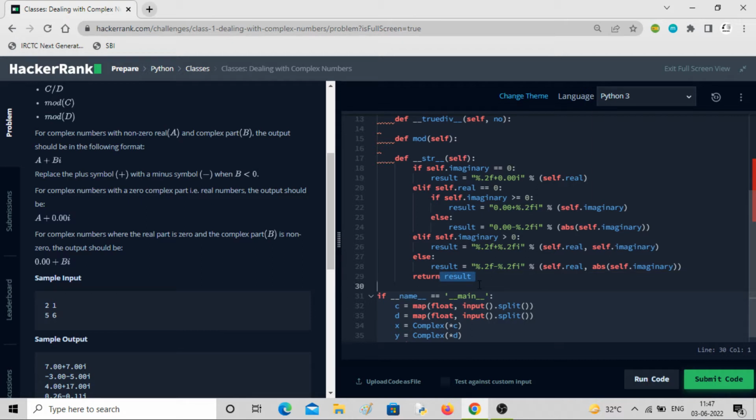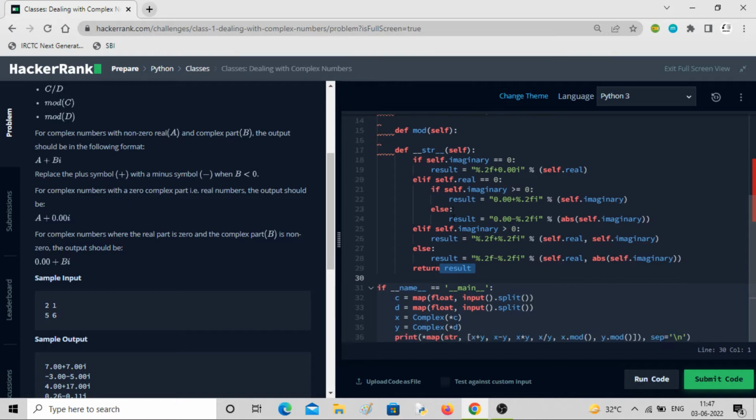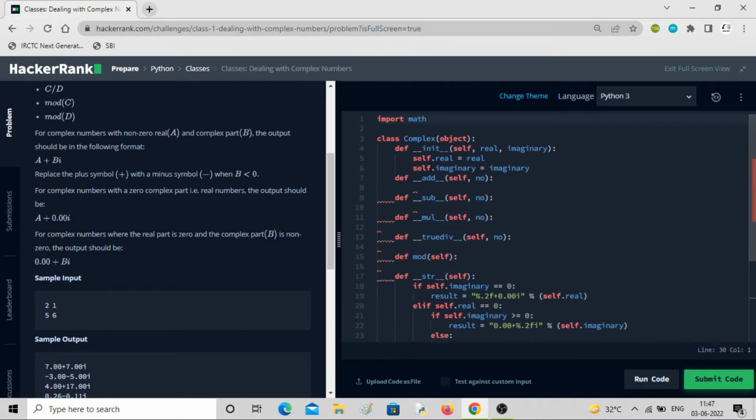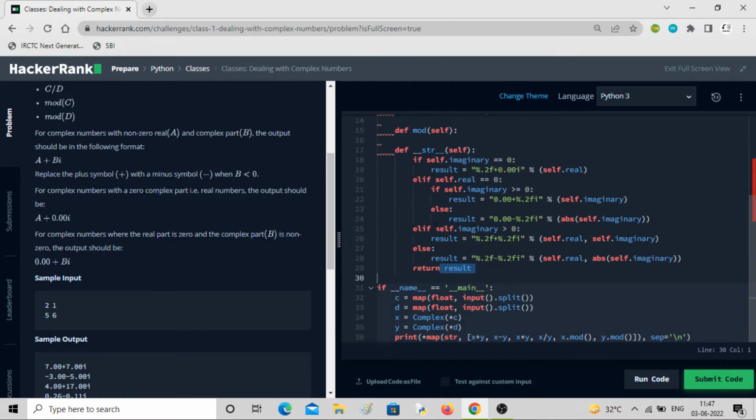So that is the representation part. This is already being done for you. You just have to write these functions: add, subtract, multiply, divide, mod. And here you can see how they are calling them. By the plus sign you are calling the add function, by the minus sign the sub function, the star sign calls multiply, then divide, then mod, and they are printed on each line.